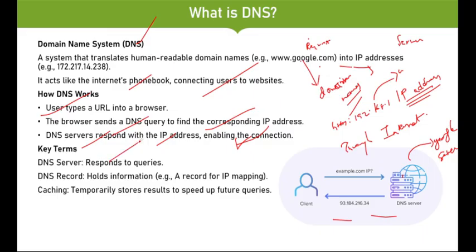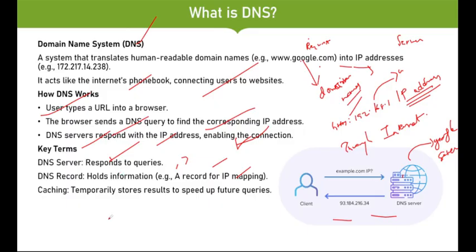So the DNS server responds to the query. DNS records hold information, like an A record for IP mapping. So like that, it will hold the information, like for Google, which IP address is there for the Google server, and for the YouTube server, which IP address is there. So it will maintain a record.